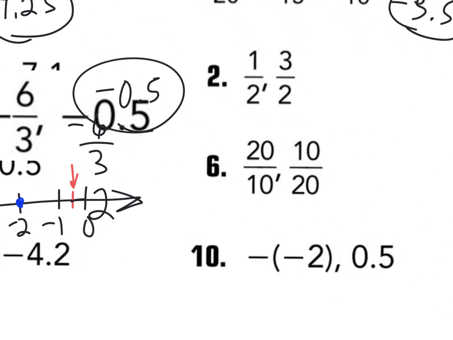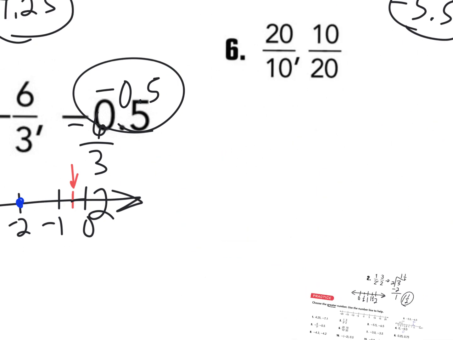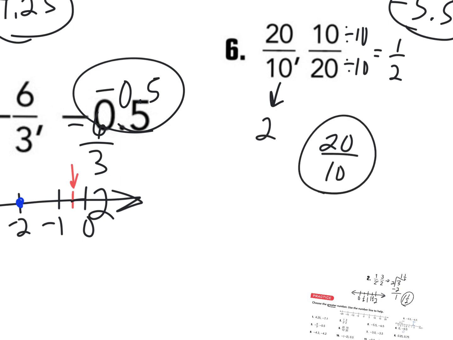Number 6, similar idea. We can reduce these to start with. 20 divided by 10 is 2. 10/20ths, those both end in zeros, so they're both divisible by 10, and that'd be the same as 1/2. You could also just make a note that if you have 10/20ths of something, you don't even have the whole thing. So obviously having 2 things would be more than that. And normally what we'll do on a problem like this is write our answer using the original numbers. So we would write 20/10 for our answer for this problem.